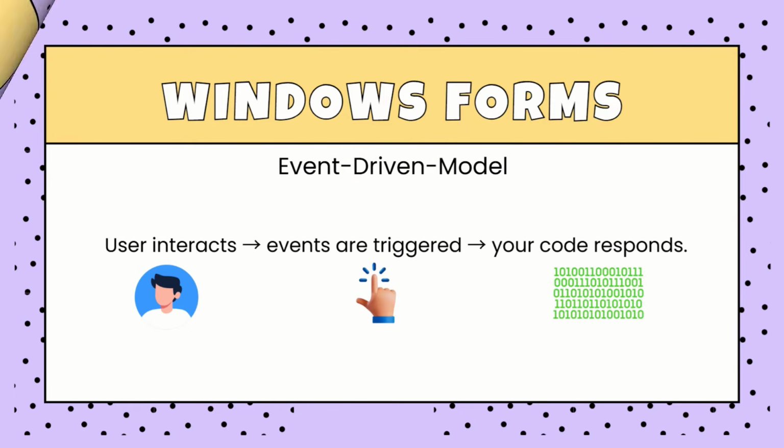GUI-based applications are always event-driven. That simply means the user interacts with the application, events are triggered, and code is executed. Just remember this point. Development in WinForms is event-driven. The code is only executed when the event is triggered or fired.